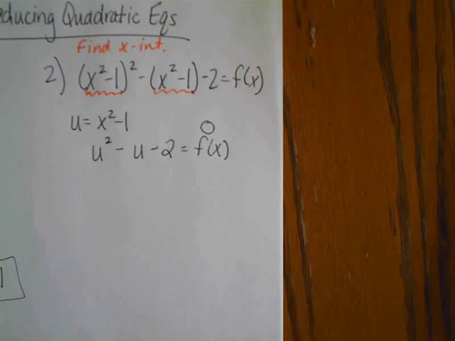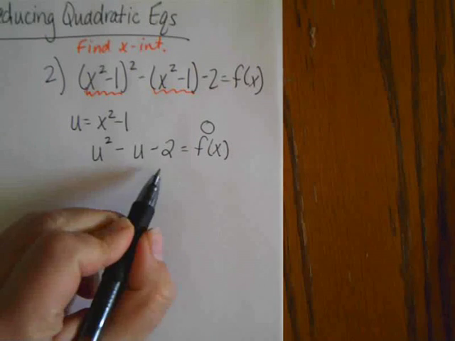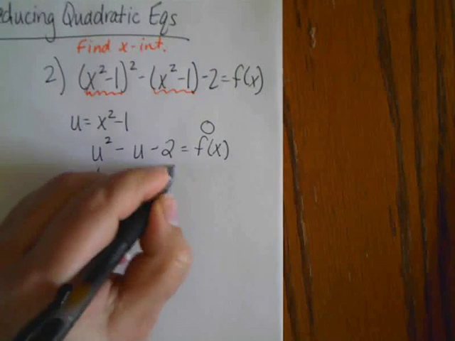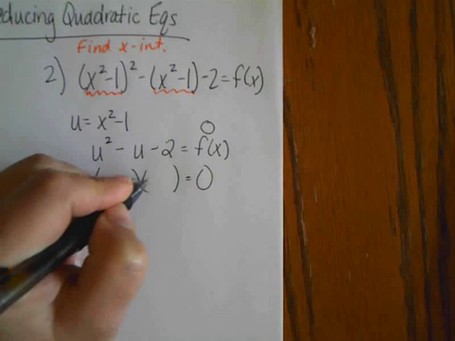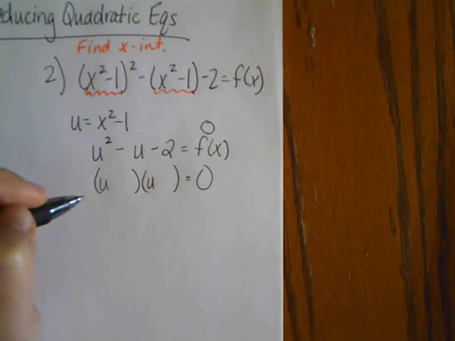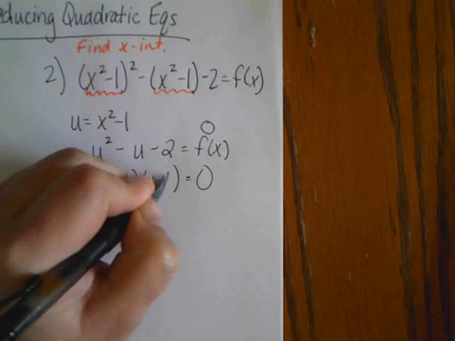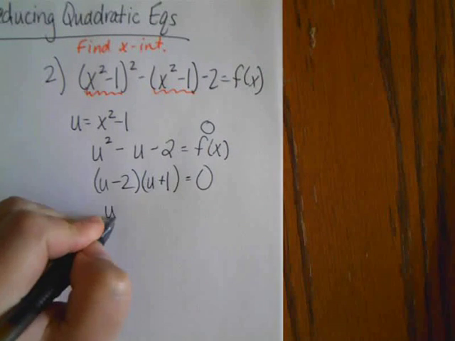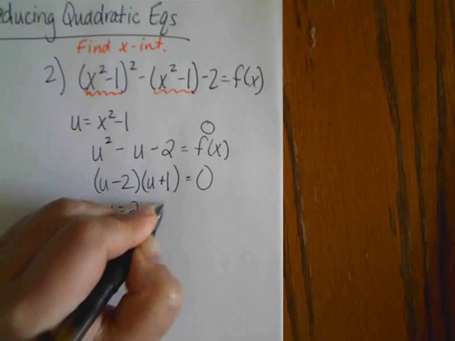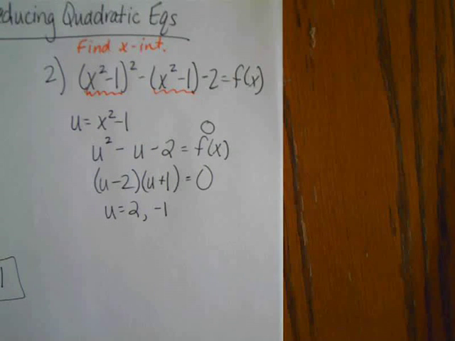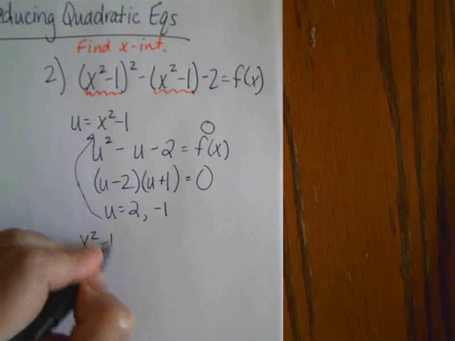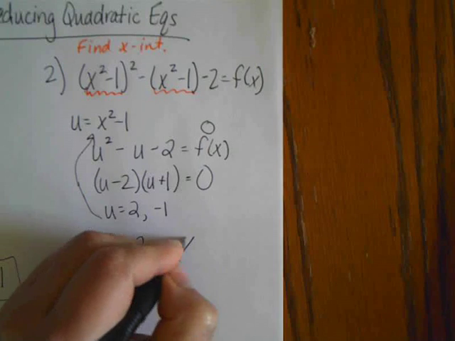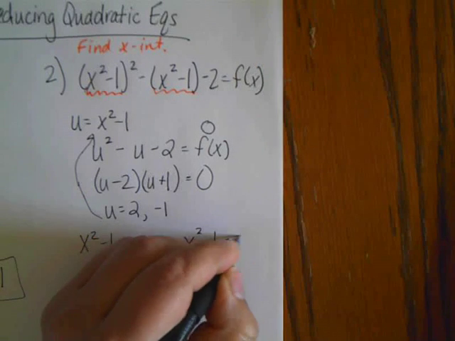To solve, go ahead and factor. Multiples of negative 2 that add up to negative 1 are negative 2 and positive 1, I believe. So u equals 2 and negative 1. But that's not what we're looking for. We're looking for what x equals. So we plug it back in up here, and we say x squared minus 1 equals 2, and x squared minus 1 equals negative 1.